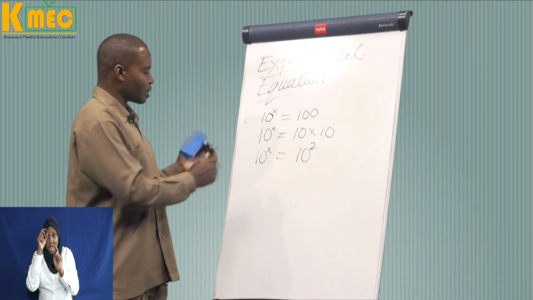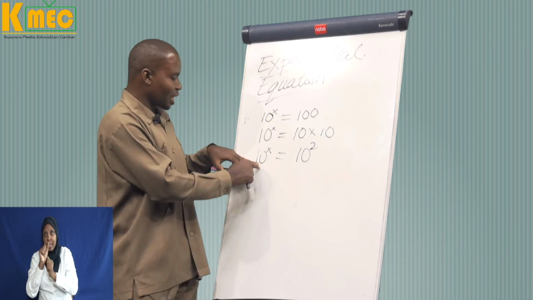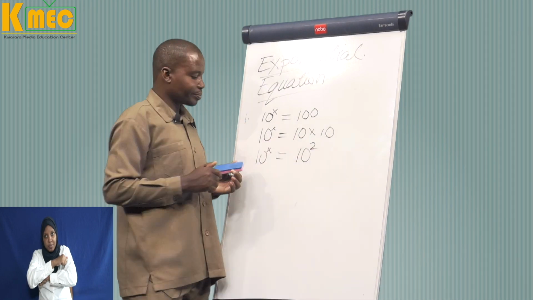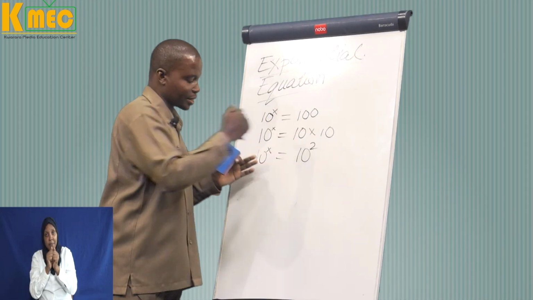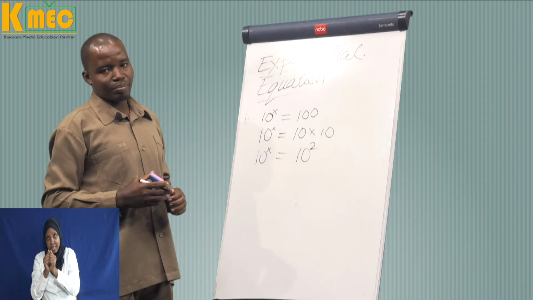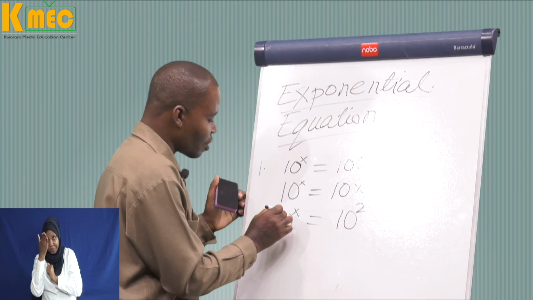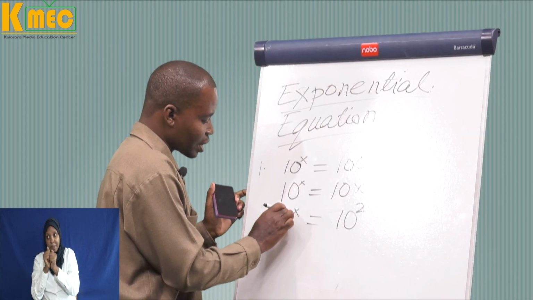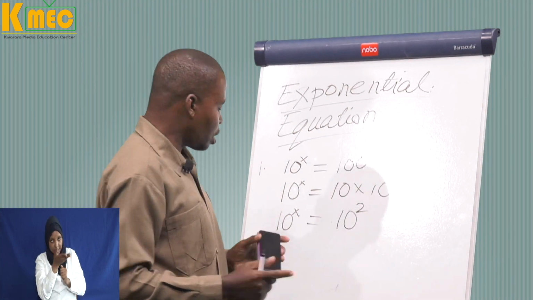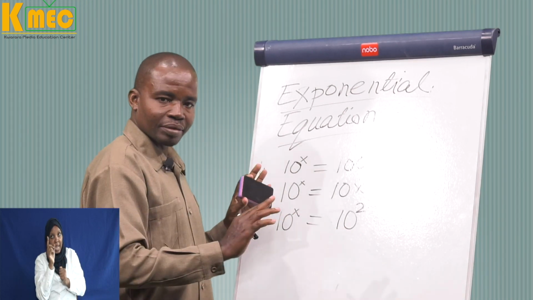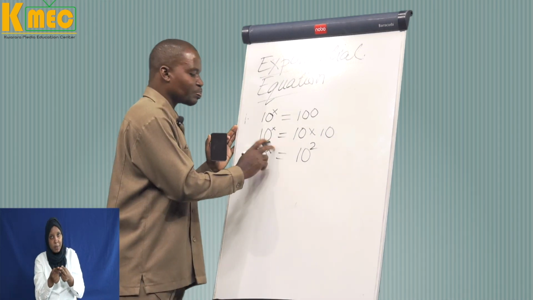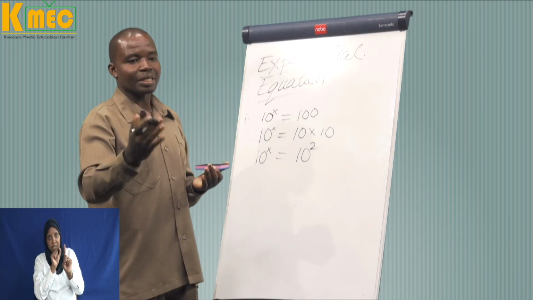Here we arrive at a very good point. We have 10 exponent x is equal to 10 exponent 2. Or we have 10 squared. 10 exponent x, and on the other side we have 10 squared. So here the base is 10, and on the other side the base also is 10. So if the bases of two sides of an equation are equal, it means that their exponents must also be equal.